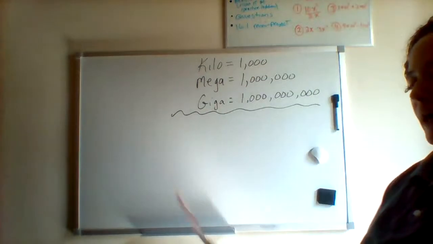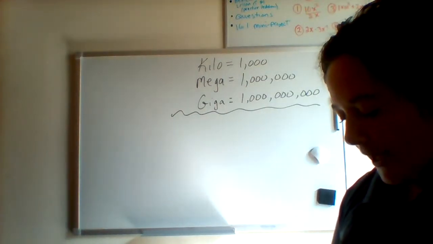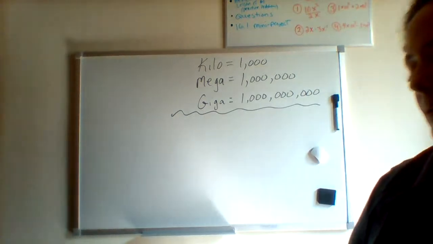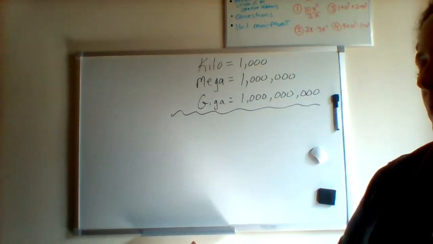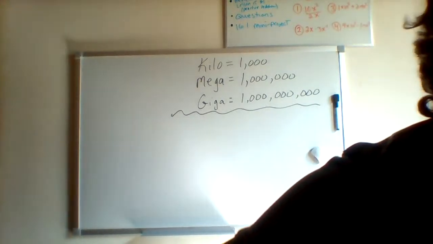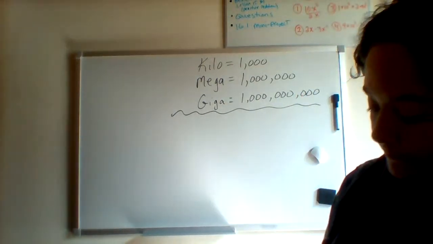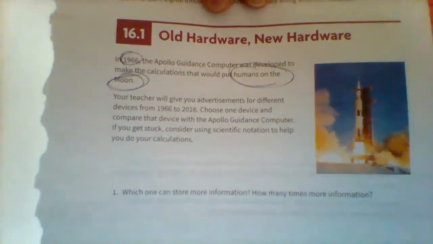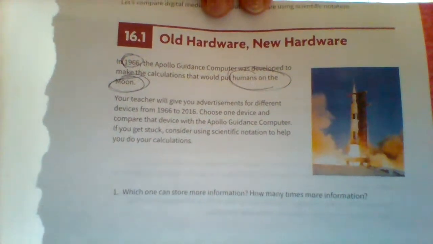Okay, now, this is actually kind of interesting. It says here that in 1966, the Apollo guidance computer was developed to make the calculations that would put humans on the moon. And I want you to keep this in mind. Humans on the moon. I don't want you to forget this while we're doing the activity. This is your reference point.